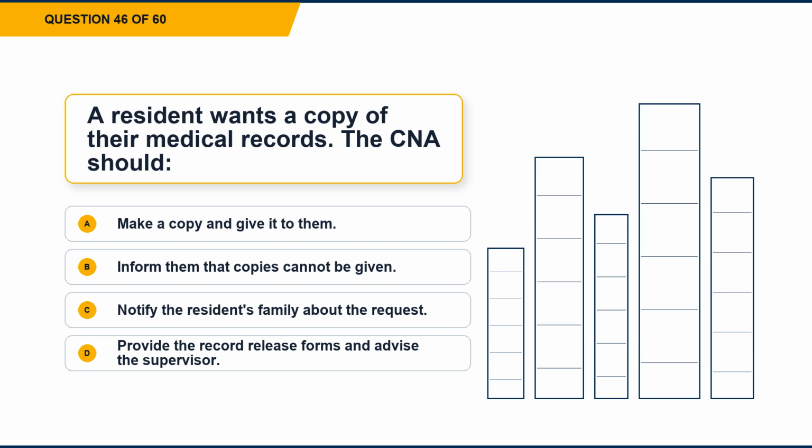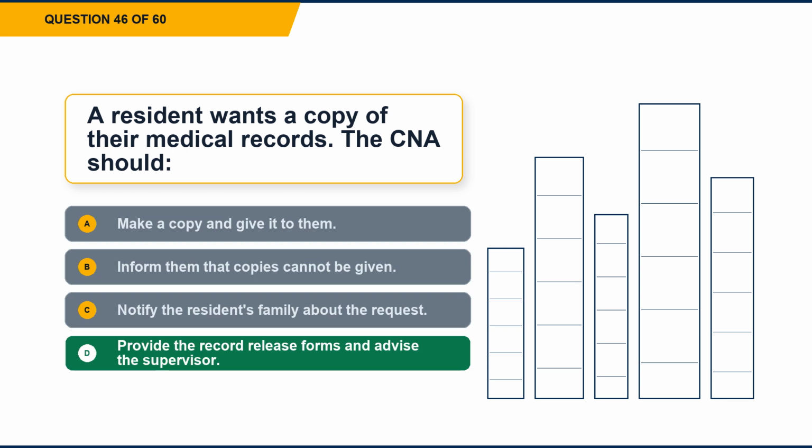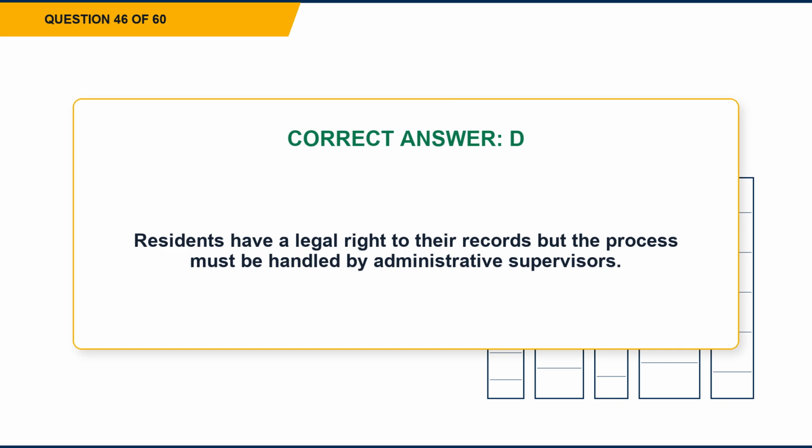Question 46. A resident wants a copy of their medical records. The CNA should: Option A, make a copy and give it to them. Option B, inform them that copies cannot be given. Option C, notify the resident's family about the request. Option D, provide the record release forms and advise the supervisor. The correct answer is option D, provide the record release forms and advise the supervisor. Explanation. Residents have a legal right to their records, but the process must be handled by administrative supervisors.